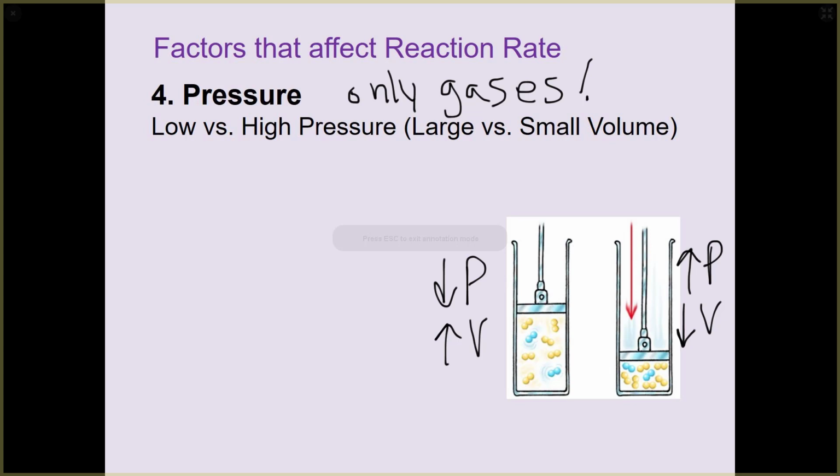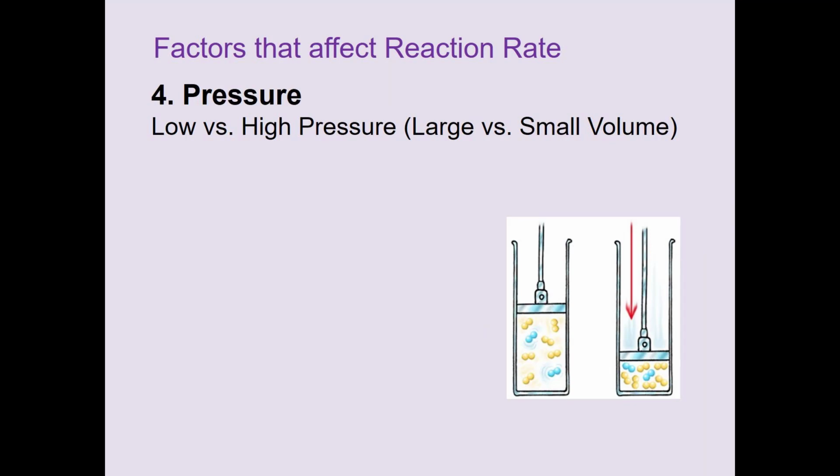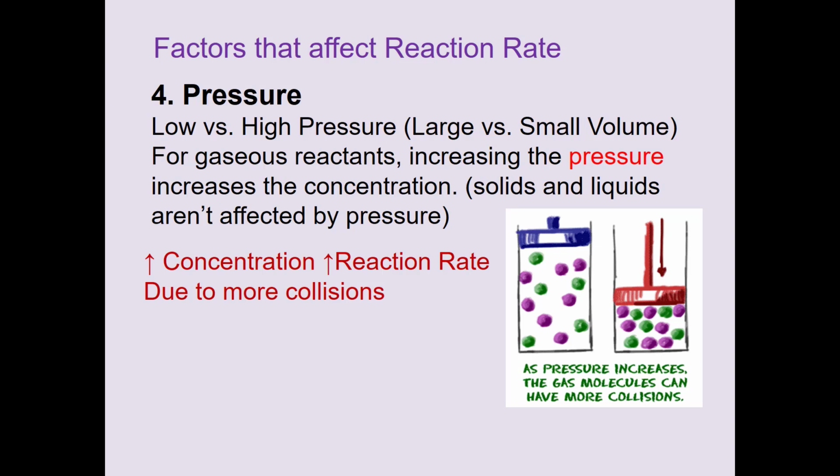Which one is going to react faster? Well, when you change the pressure, you're changing the volume, and that changes the concentration. So this just goes back to the concentration. If you have a high concentration, it's going to go faster because you have more collisions. And again, this applies only to gases.